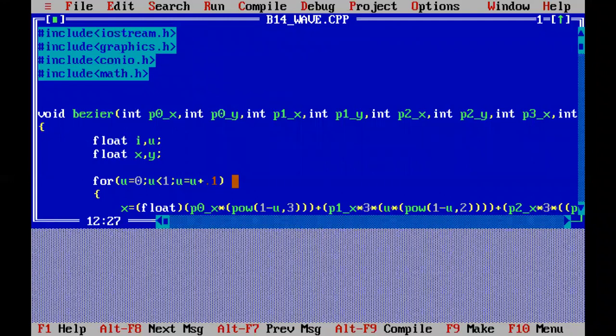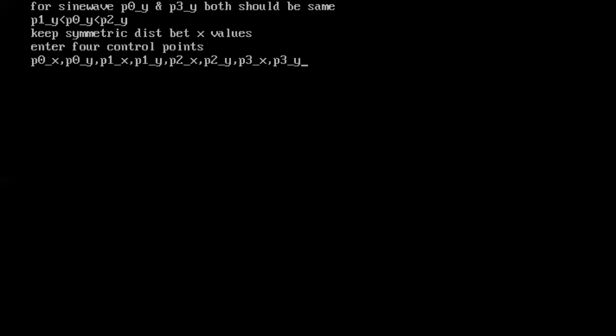So F2. So what were the points? That is 50, 200, then 100, 100, 150, 300, and 200, 200. So here we are getting the points like this. Yes, so we have to keep minimum distance, so we'll get number of pixels.